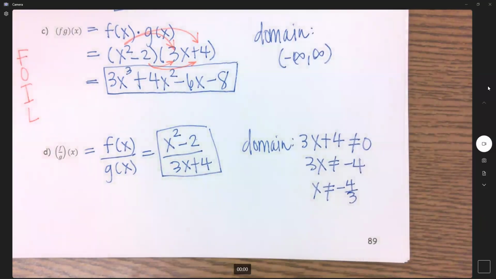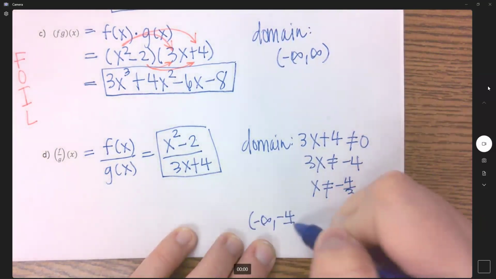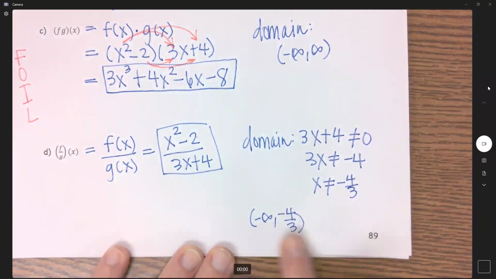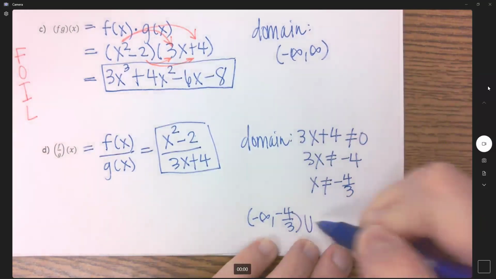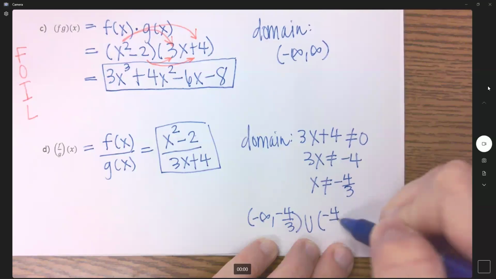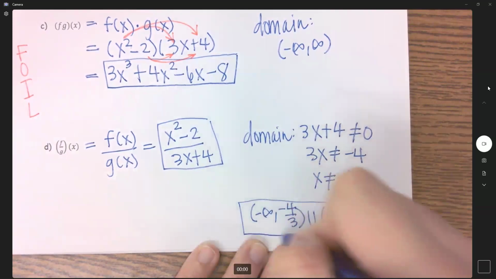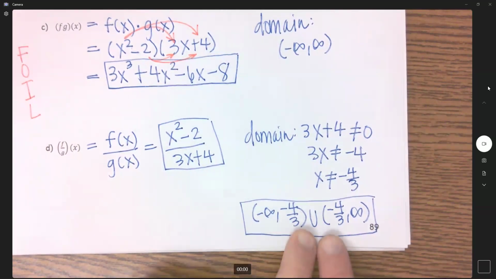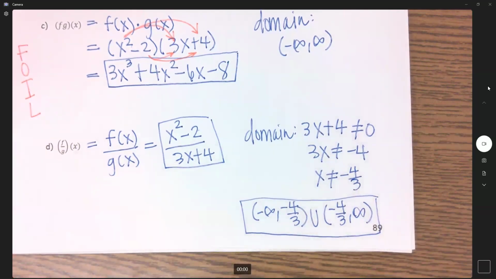So if you have to write that in interval notation, we need to talk about every number that is less than negative 4/3. And so that's negative infinity to negative 4/3 with a parenthesis because it's not included. And then the union of negative 4/3 to infinity. Because now we're talking about every number that's greater than. Because these both have parentheses, that means we are excluding that negative 4/3.